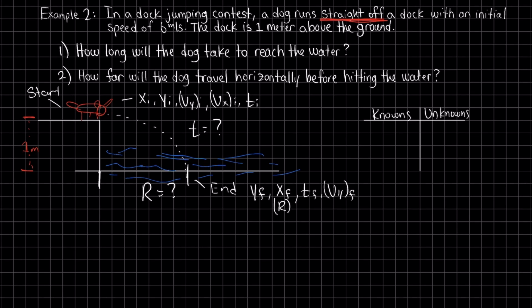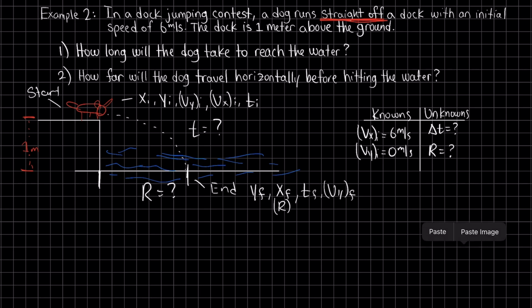The first question reads, how long will the dog take to reach the water? That is a question of time. So I'm looking for the time of flight in this case. I'm also being asked how far the dog is going to travel. So I'm looking for the range. So because this dog is running straight off, it has an initial horizontal velocity of 6 meters per second. That means if it's completely horizontal initially, I have 0 in the vertical. And that's going to be great for us because zeros simplify equations amazingly.